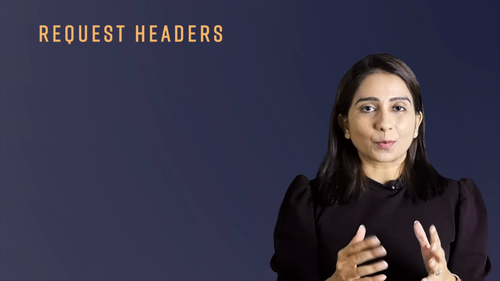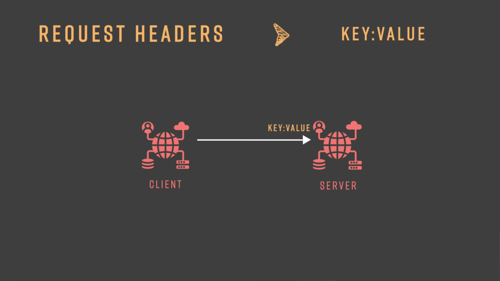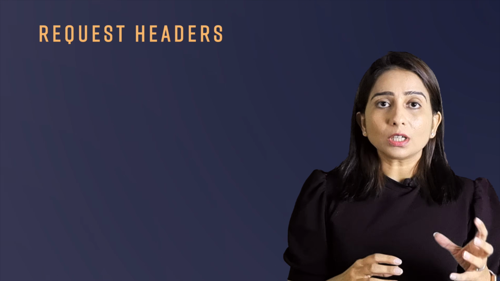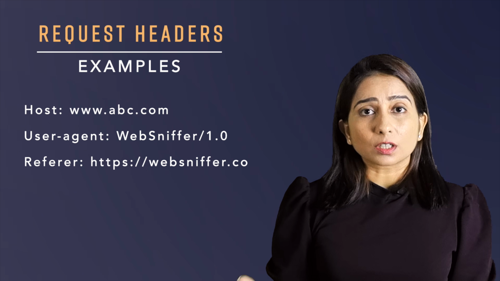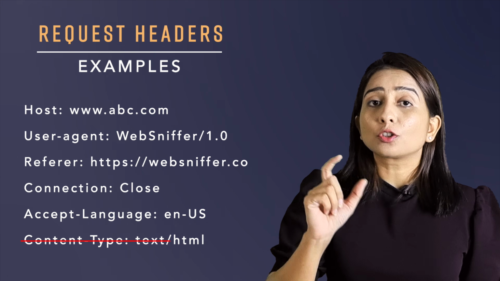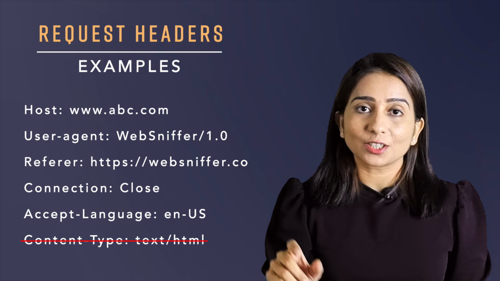Let's get started with the request header first. Request headers are key value pairs, or any header is actually a key value pair, sent by the client who is requesting the data, so that the server can understand how it has to send the response, and also the server can get some knowledge about the requesting body or the client. That is called a request header. Some examples of request headers are host, user agent, referrer, connection, accept language, and so on. Now, please note that content type is not a request header. Content type is categorized as one of the representation headers, which we are getting to very soon.